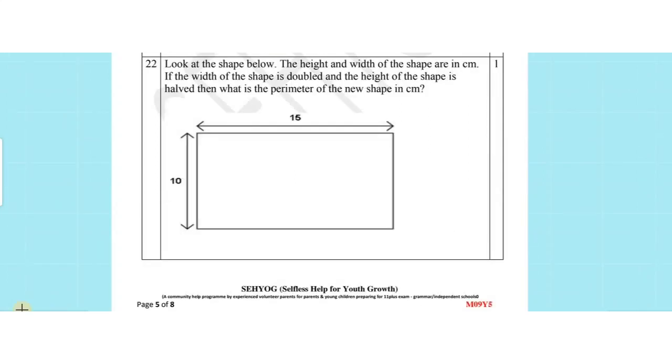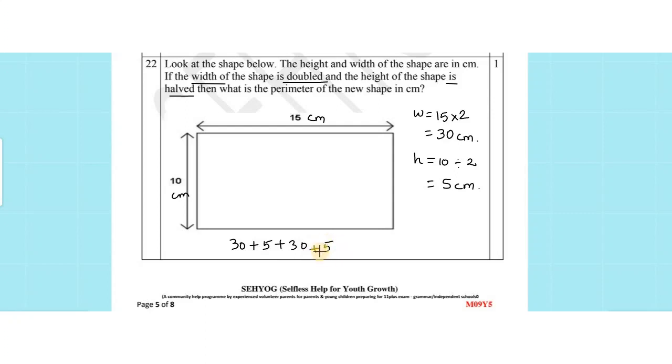In number 22, the height and width of the shape are in centimeters. The width is doubled and the height is halved. So the width of the shape is 15, which is doubled, and it becomes 30 centimeters. The height of the shape is halved, so half of 10 is 5 centimeters. Which means that to find the new perimeter, we will add up height and width, again height and width. Adding them, we get 70 centimeters.